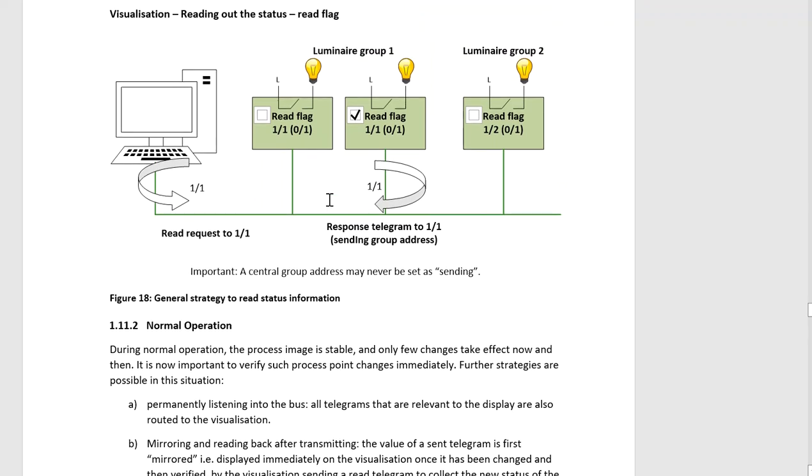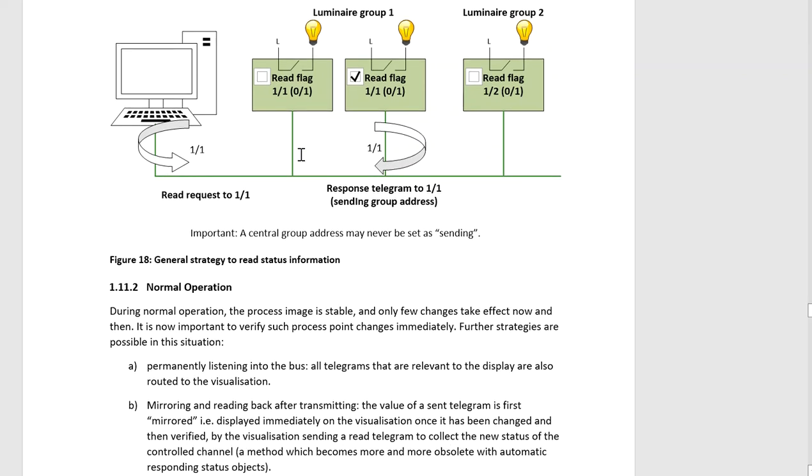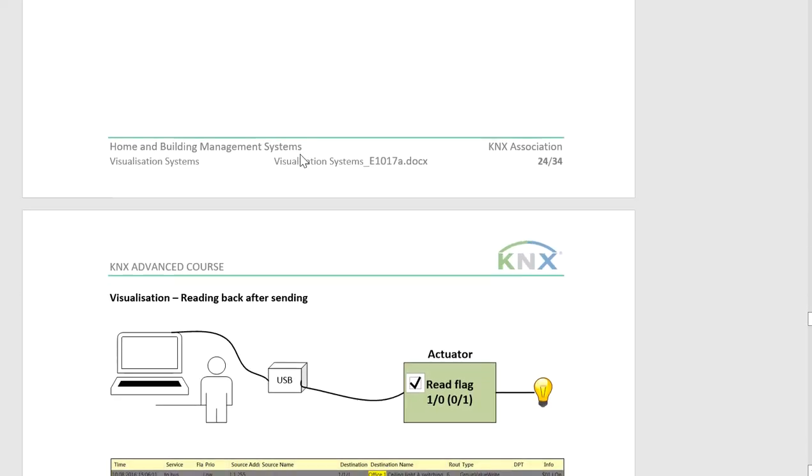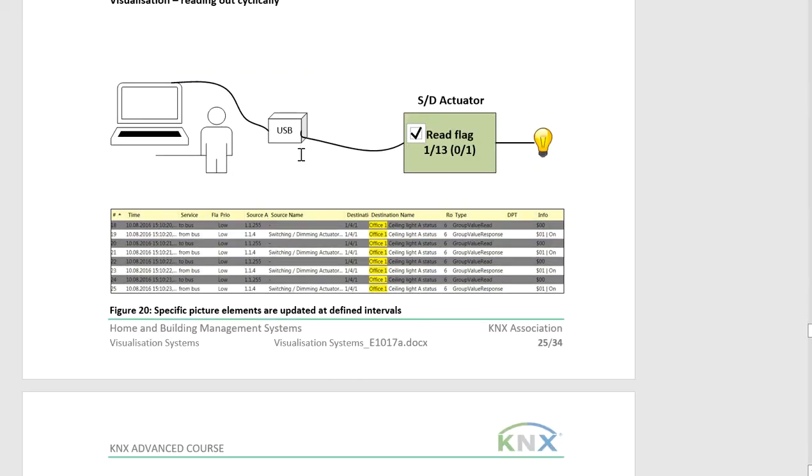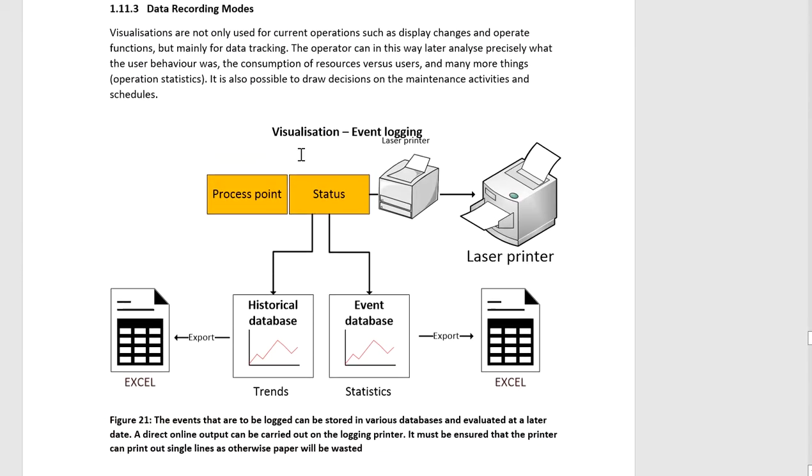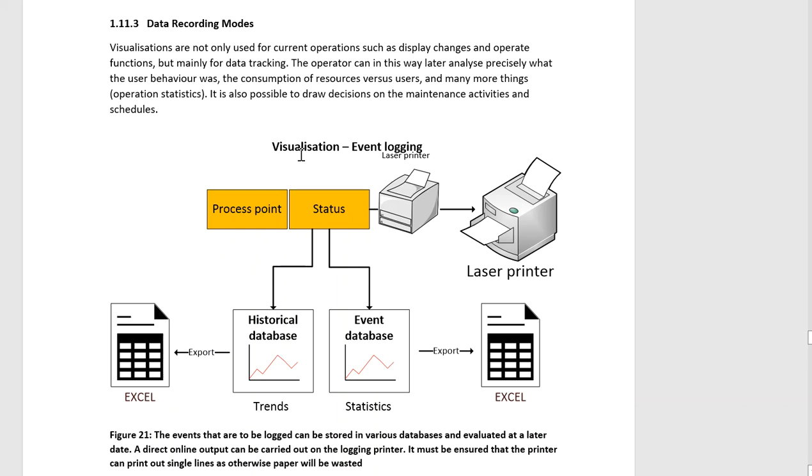And then the book says in each group address only one group object should have the read flag as a status, because maybe some of the status of actuators provide on, some of them off, or it cannot provide you the right output. So only one group object in a group address should have the read flag activated, not some of them, okay, because it makes problems for us.